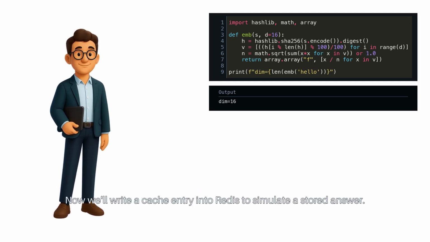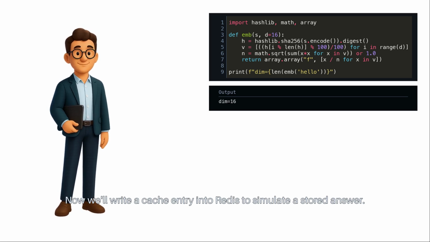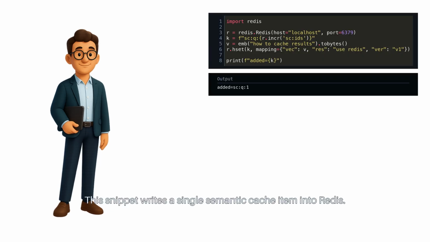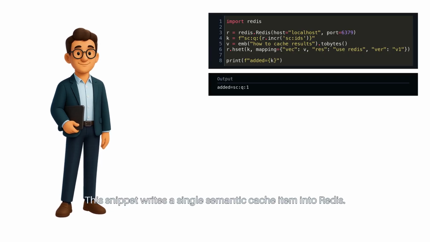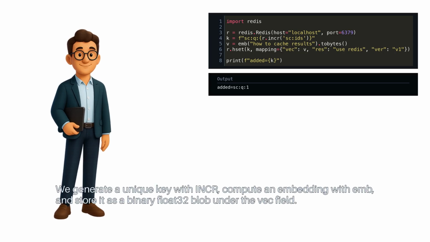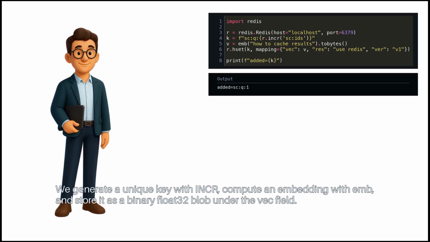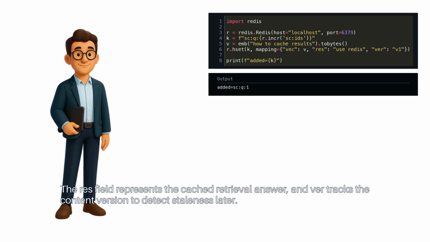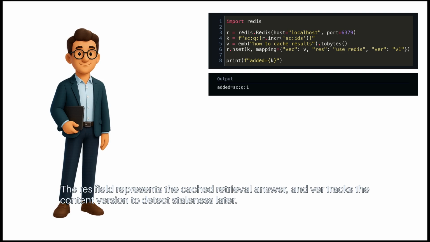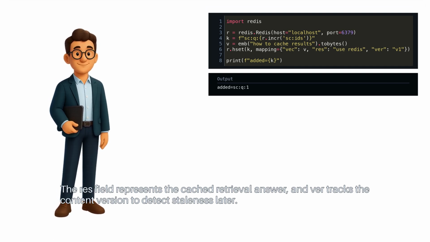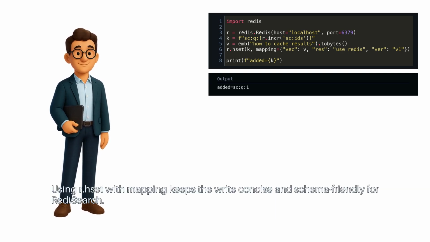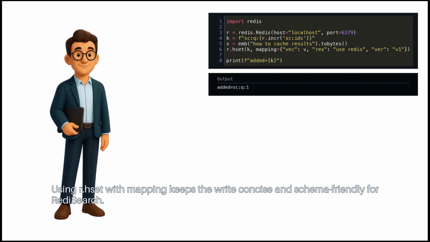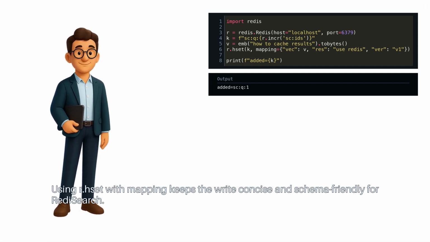Now, we'll write a cache entry into Redis to simulate a stored answer. This snippet writes a single semantic cache item into Redis. We generate a unique key with INCR, compute an embedding with emb, and store it as a binary float32 blob under the vec field. The res field represents the cached retrieval answer, and ver tracks the content version to detect staleness later. Using HSET with mapping keeps the write concise and schema-friendly for RediSearch.